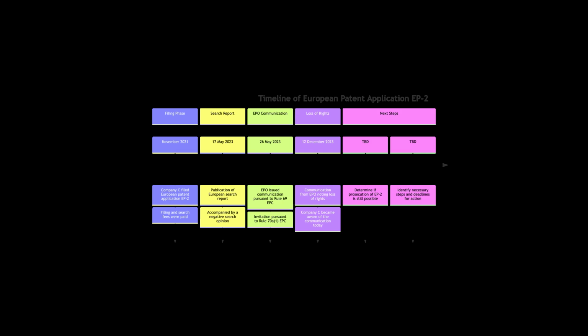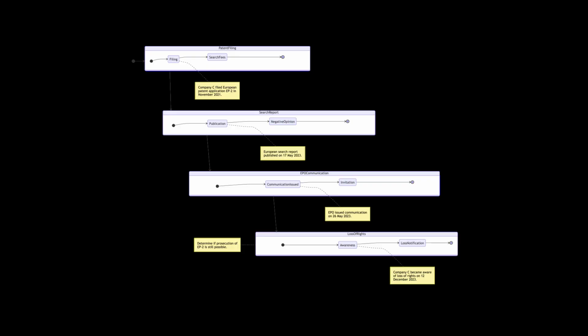bases for these omissions. Next, let's talk about the remedies. We should correctly recognize that further processing is an option. However, the time limit for further processing had already passed, leaving only re-establishment of rights as the remaining solution. Now here's where mistakes often occur. It is possible to miscalculate the 1-year time limit for re-establishment under Rule 136(1) EPC.